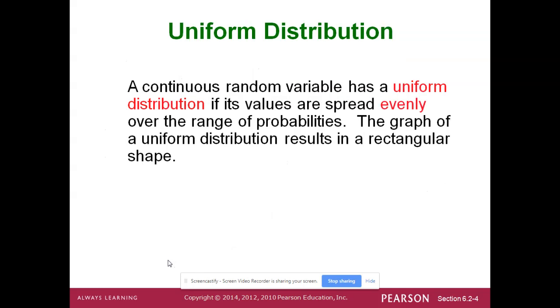Uniform distribution, we've seen those before. A continuous random variable has a uniform distribution if all of its values are spread evenly over the range of probabilities. Okay? It's a rectangle shape. A normal distribution is a bell curve shape. A uniform distribution is a rectangular shape. Okay? Know that.